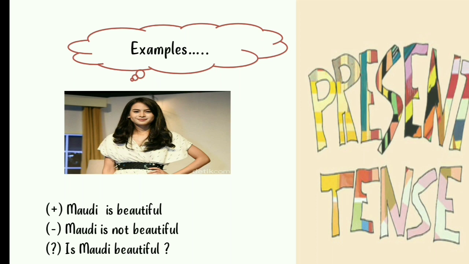Tadi di non-verbal kita dibantu oleh is, am, are. Is for singular. Okay? Is for singular. Singular tadi apa? She, he, it atau Budi. I nanti pasangannya adalah am. And then are pasangannya adalah they, you, we, yang lebih dari satu. Here, Maudi, ini satu kan, jadi pasangannya adalah is. Maudi is beautiful, and the negative one, Maudi is not beautiful. And then interrogative one is Maudi beautiful?